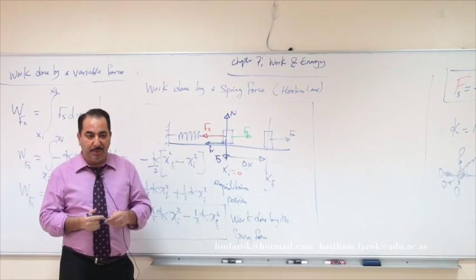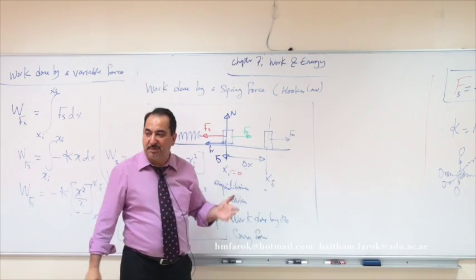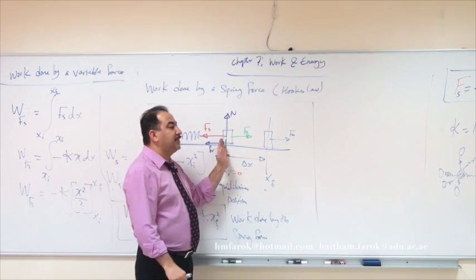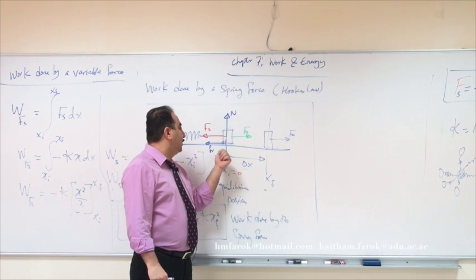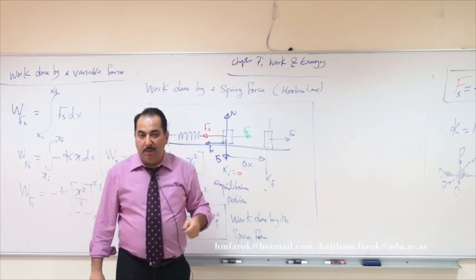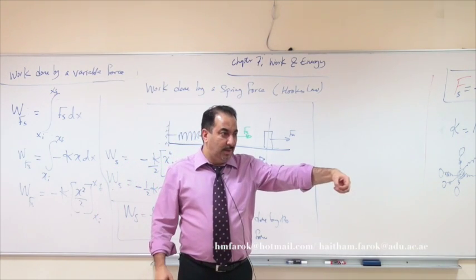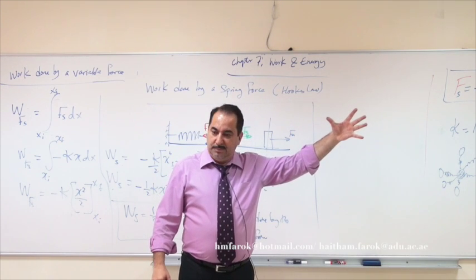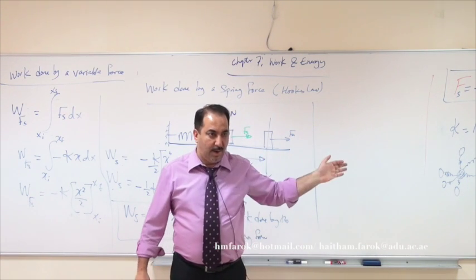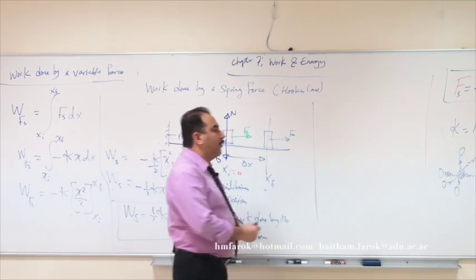Not always do you have the general case. Maybe you have a special case. Maybe you have a spring on a frictionless surface, so no friction. Or maybe you have a spring that moves on a rough surface, but there is no applied force. When you say no applied force, of course you ask, how come it moved? You pull it and then release, so there is no applied force. It goes by itself.